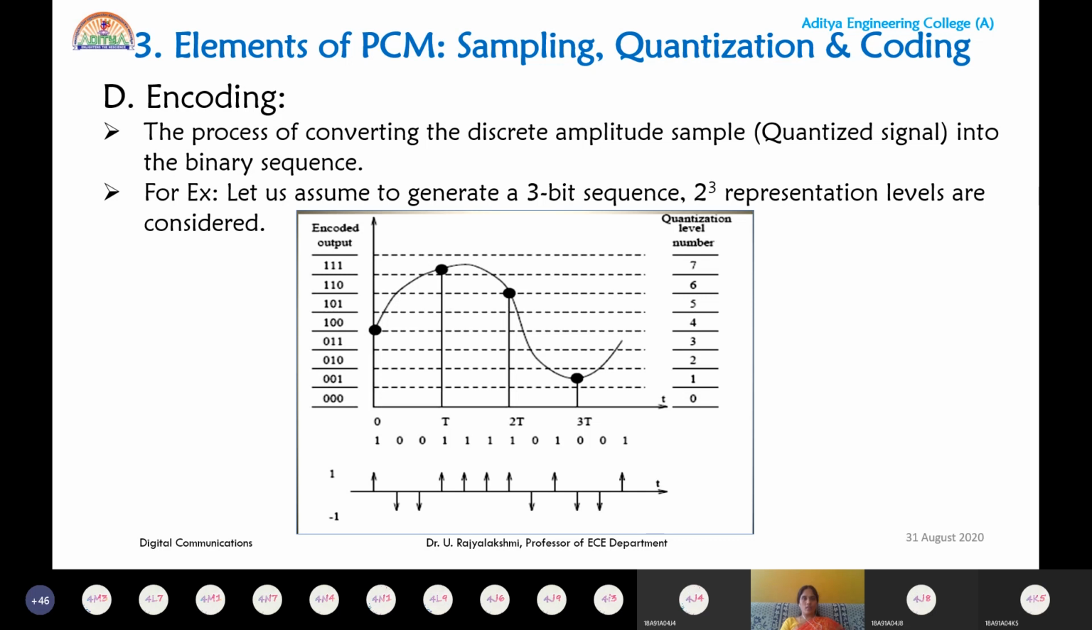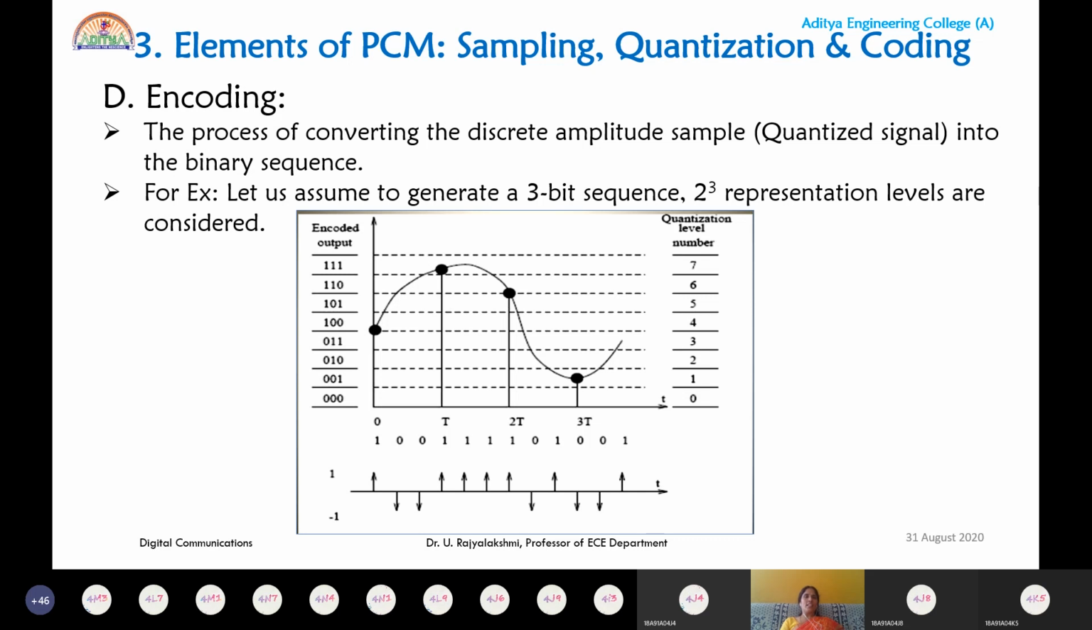1101. At the next sample, it is almost in between 5 and 6. So like that, based on the particular magnitude, the data is encoded. To whichever value it is nearer, the nearer value is generally represented. At 3t, it has some level in between 1 and 2. It is nearer to 1, so it is represented as 1.